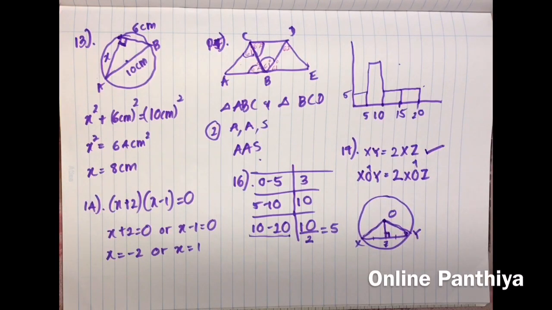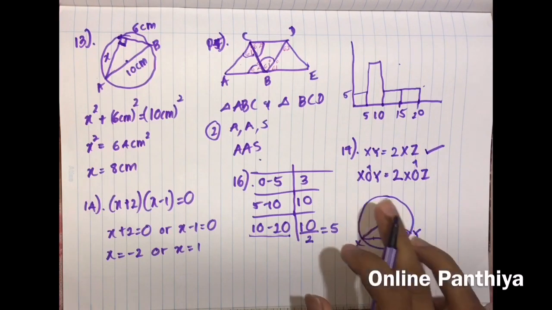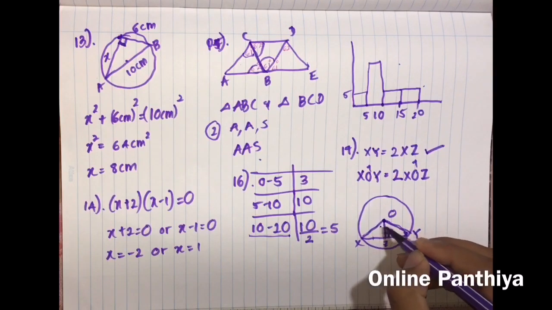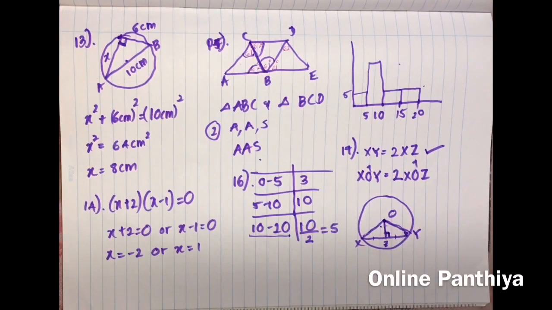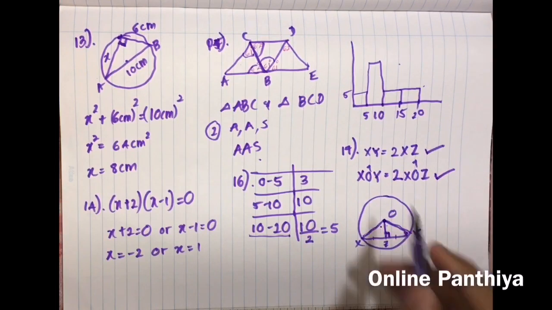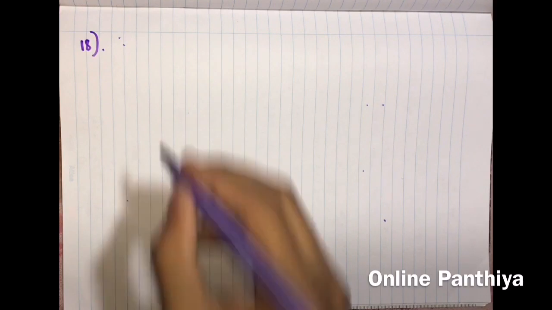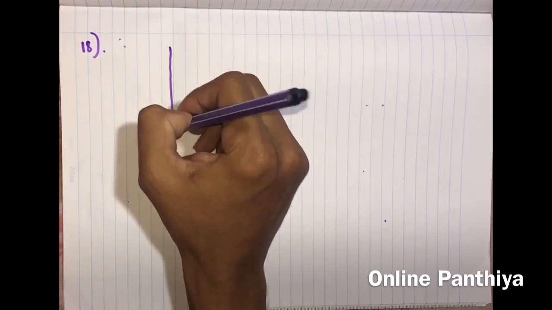What is the next one? XOY is equal to twice XOZ. That means these two angles are equal, they are saying. Yes. If you can say these two sides, the lengths are equal, these two angles are also equal. That is the 17th, and then let us check the 18th. 18th, there is a diagram given. That is B is here.